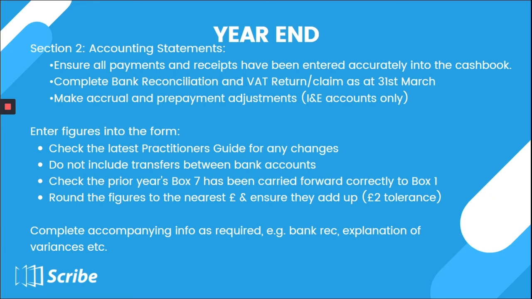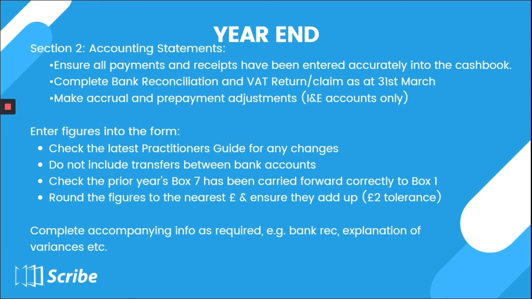So obviously you'll be used to working in pence in the cash book, but they're rounded up to the nearest pound on the accounting statements, and just check that they do add up. A £2 tolerance is allowable. So once you've done all that, you then just need to complete the accompanying information as required.